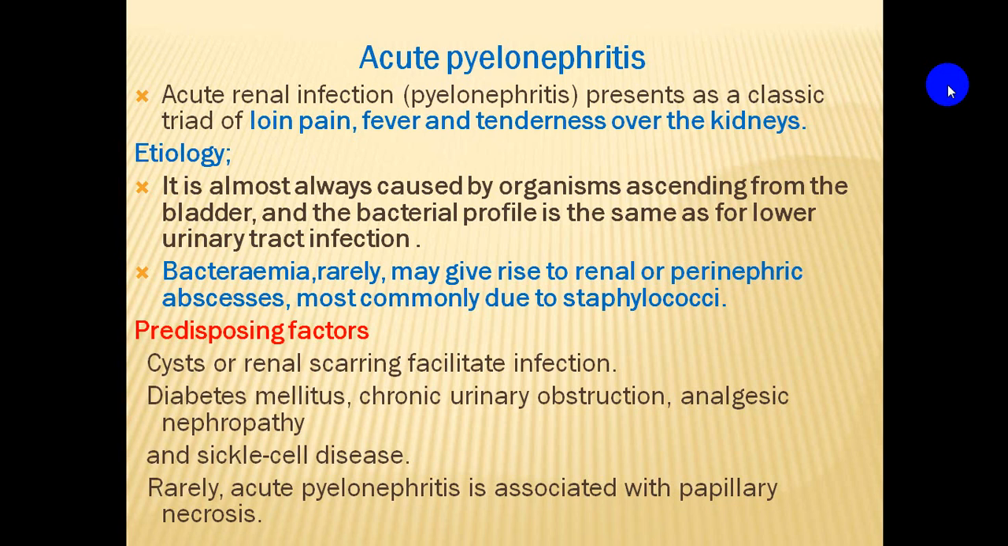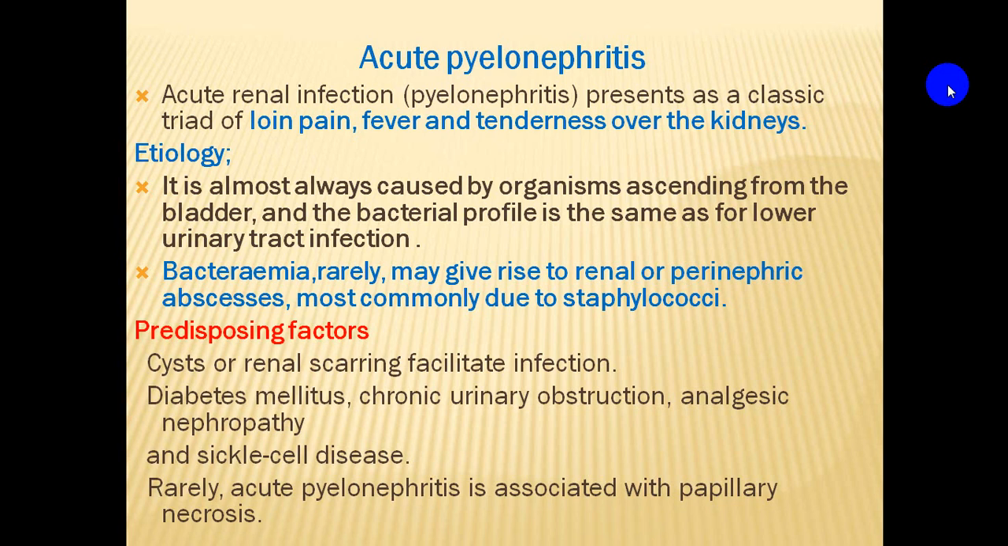Regarding the etiology of this acute pyelonephritis, it is almost always caused by organisms ascending from the bladder, and the bacterial profile is the same as for lower urinary tract infection. It means that the same bacteria that cause the lower urinary tract infection, once they ascend, will cause acute pyelonephritis.